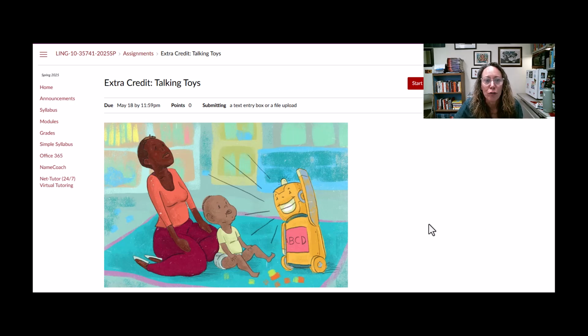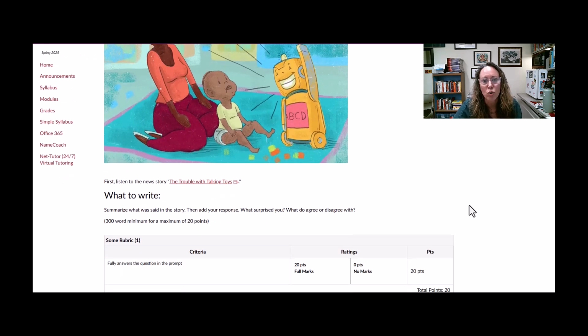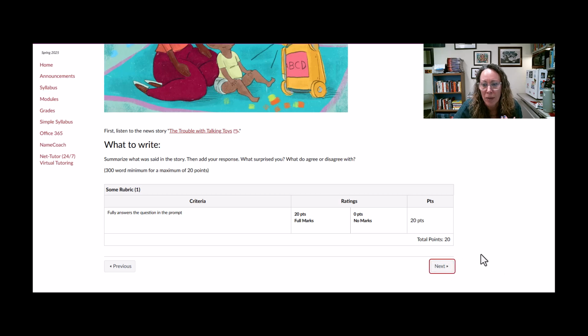Okay, the first one is about talking toys. Lots of parents buy these talking toys for their children, thinking, maybe it's entertainment, but maybe they also think, and sometimes they're marketed to parents to say that they do help your child acquire more language, acquire language better, quicker. And so there is a news story about that. So just listen to that and then just summarize what it says and give your opinion about that.